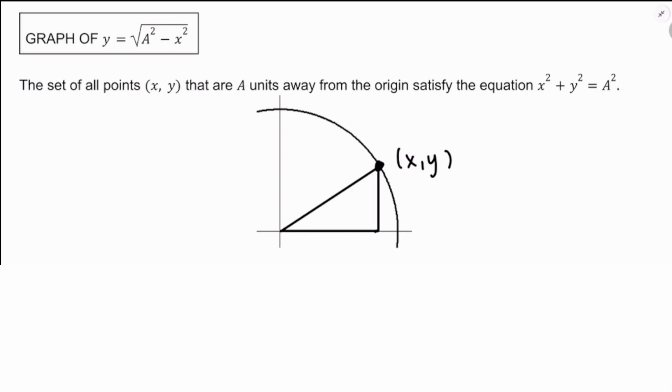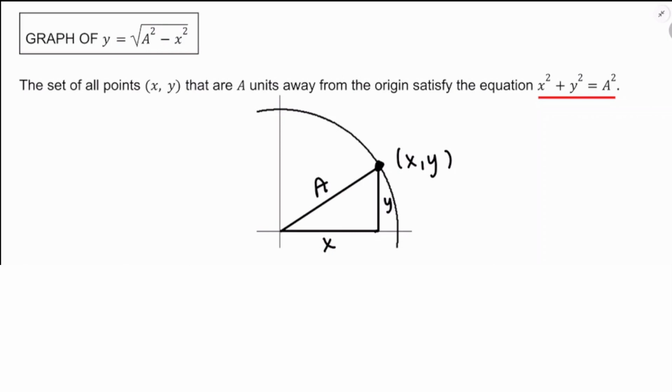What's really going on here on this circle is that it's all the points x and y that are a units away. We can think about x and y as the side lengths of this triangle. And that's why it's going to satisfy that equation, x squared plus y squared equals a squared, because of the Pythagorean theorem on x, y, and a.